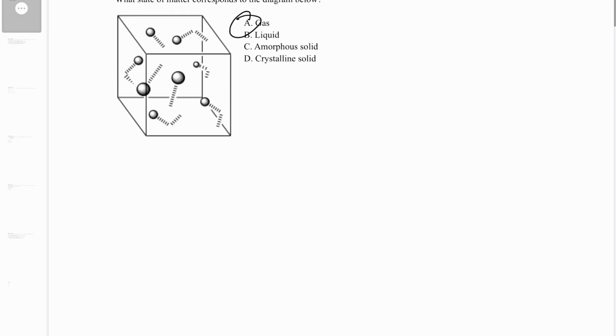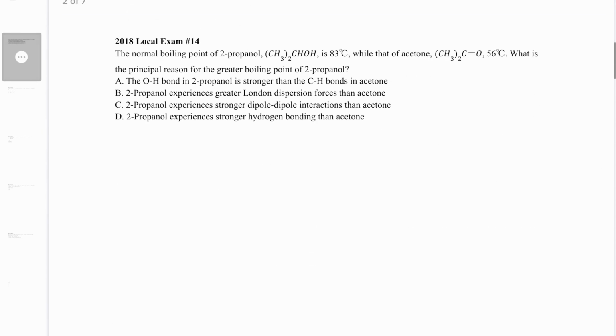Let's go to question 14. The normal boiling point of 2-propanol is 83 degrees Celsius, while that of acetone is 56 degrees Celsius. What is the principal reason for the greater boiling point of 2-propanol? The thing with the 2-propanol is that you have an OH here. In the acetone, you have a CO, and it's double bonded.